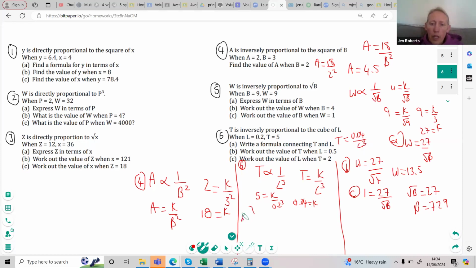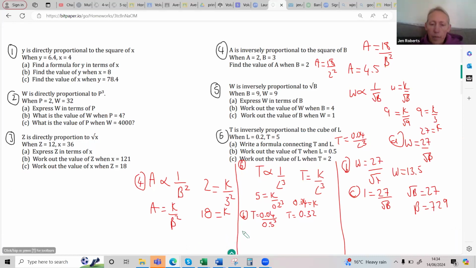B, work out the value of T when L is 0.5. T equals 0.04 over L cubed. L is 0.5. Let's just type that straight into our calculator. 0.04 divided by 0.5 to the power 3 is 0.32.